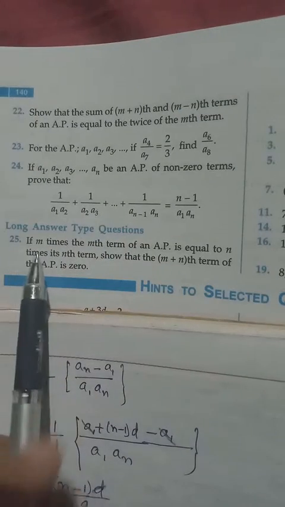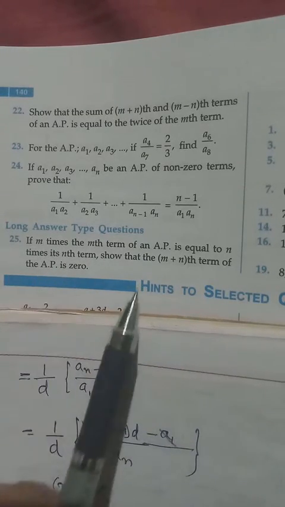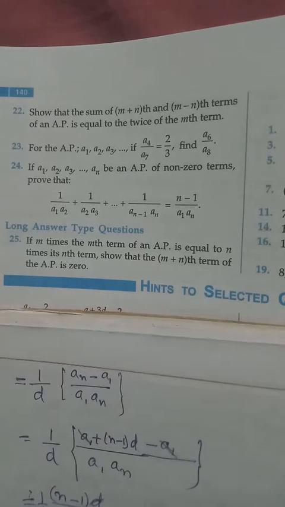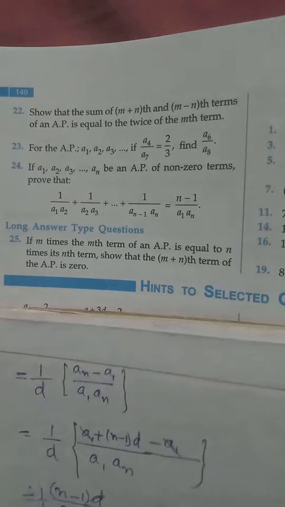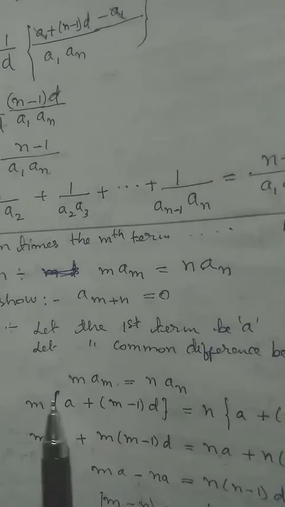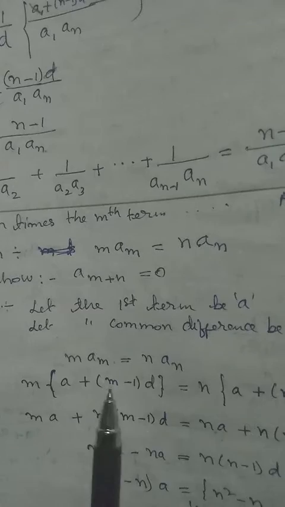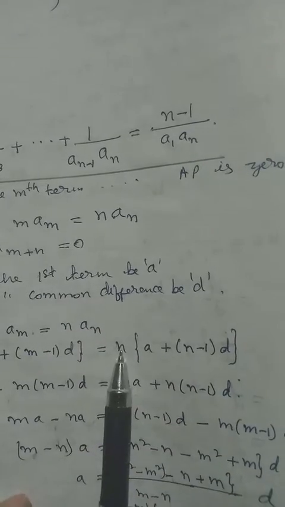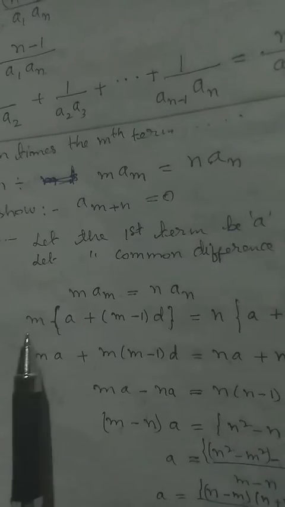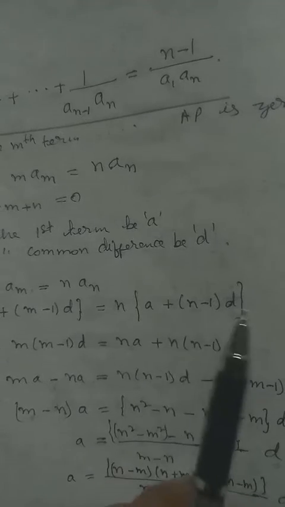Then number 25. We have m times the m-th term is equal to n times the n-th term. Then we need to show that the (m plus n)-th term is equal to 0. The first term we don't know, so we take it as a, and the common difference as d. Then we start from what is given: m am equals n an. The m we put outside, and in am we put the general formula, but in place of n we put m. This side is also the same: n remains outside, and an we put inside the bracket using the general formula. Then we multiply m into a, m into this one, then n into a, n into this one.